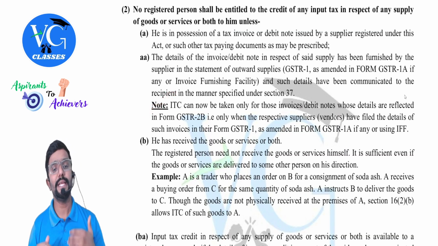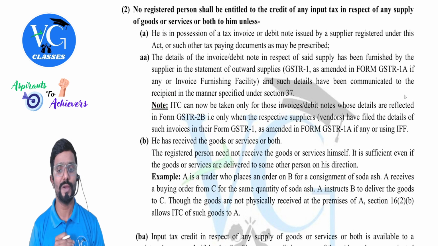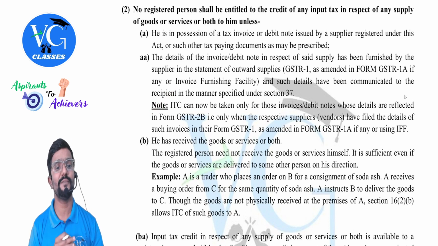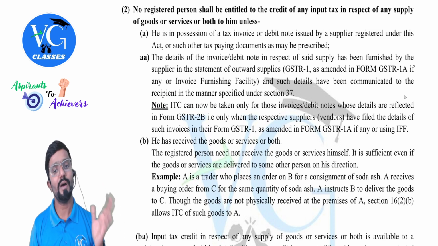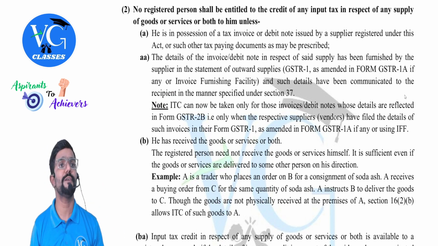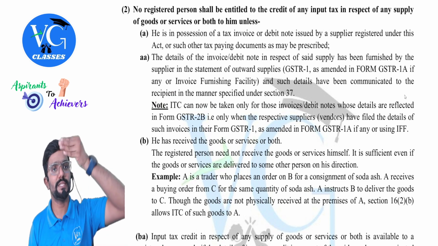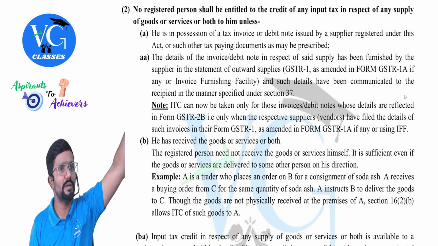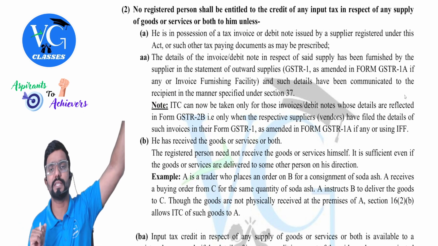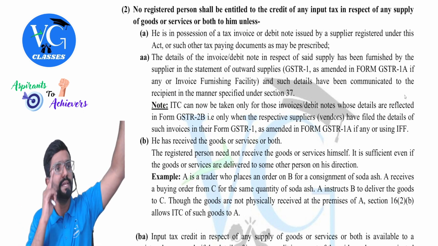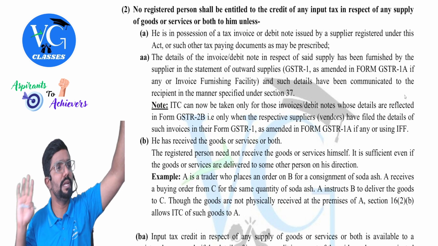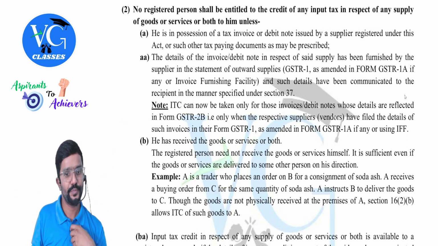Note, ITC can now be taken only for those invoices or debit notes whose details are reflected in form GSTR 2B. Only when the respective suppliers, vendors have filed the details of such invoices in form GSTR 1 or as amended in form GSTR 1A, if any, or are using invoice furnishing facility. So whatever details is given by the supplier in his GSTR 1 or 1A, if any mistakes are there, or invoice furnishing facility, if it appears to the recipient, only then he can claim the credit.